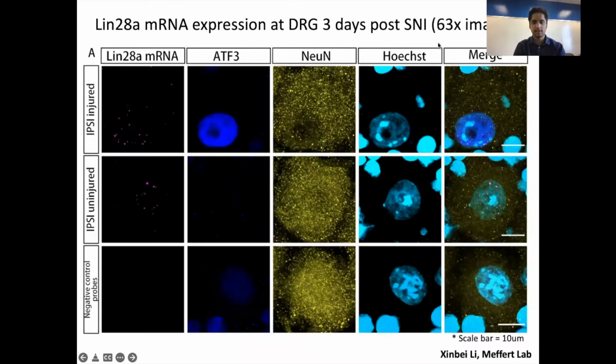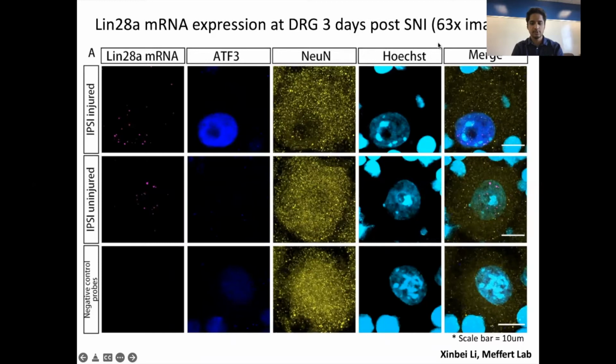In order to analyze the spatial temporal distribution, we used RNAscope. RNAscope is a single molecule detection fluorescence in situ hybridization method that allows us to detect individual mRNAs. And by using RNAscope, graduate student Shin-Bei Lee in our lab did a time course to test Lin28 mRNA expression at days 3, 7, and 28 post-SNI in dorsal root ganglia.